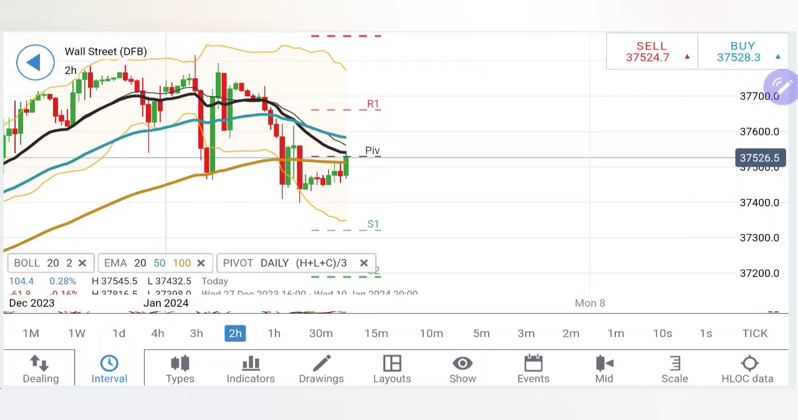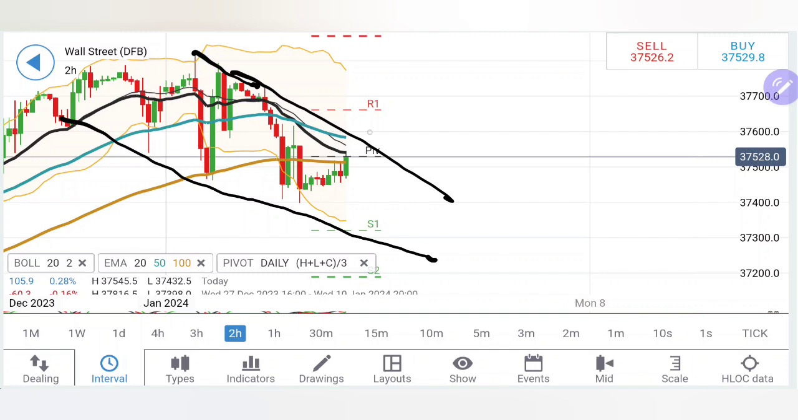So in sum, as long as price stays below 37,700, do not treat this as bullish. I will confirm that, do not treat this as bullish as long as 37,700 is not breached.